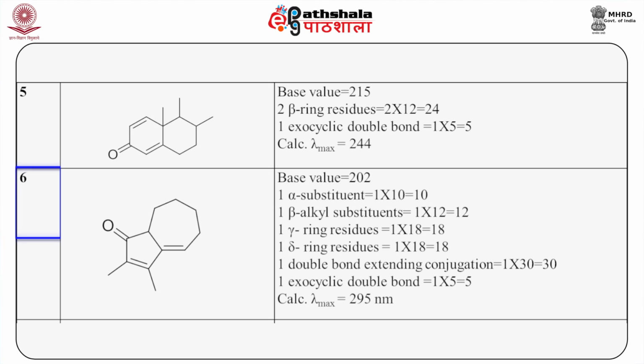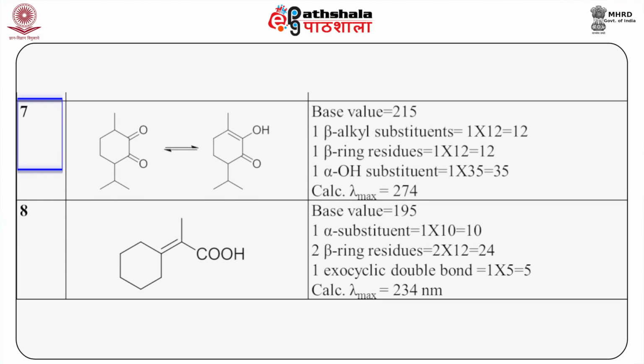It has an alpha substituent with the increment value of 10 nanometers, a beta alkyl substituent with the increment value of 12 nanometers, the gamma ring residues contributing 18 nanometers, the delta ring residues contributing again 18 nanometers. As you can see, there is 1 double bond extending conjugation in the system contributing 30 nanometers and 1 exocyclic double bond to the other ring having no double bonds. It will contribute 5 nanometers. Thus, the addition of all these increments to 202 nanometers, it will give you 295 nanometers as the final value.